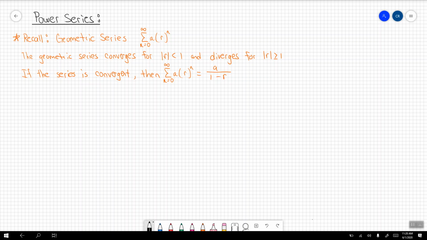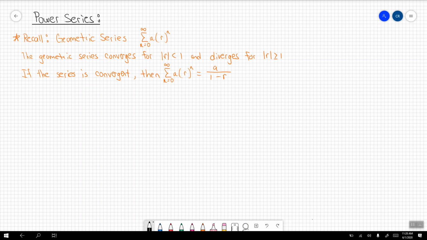Hi everyone, welcome back. Today we're going to be looking at power series. Now what I want you to do is recall back when we were looking at geometric series and what it is that we were identifying with that geometric series. We identified a few things about a geometric series.